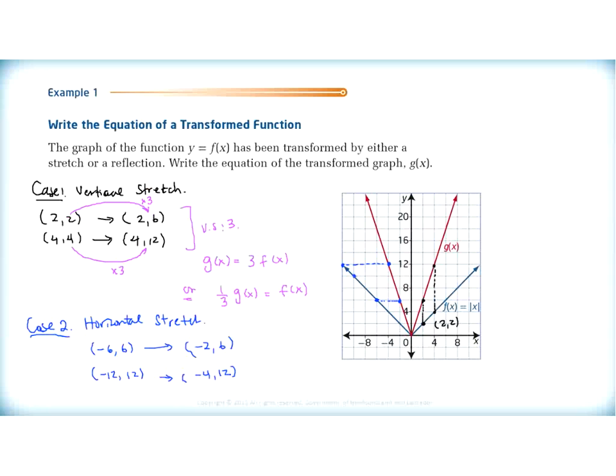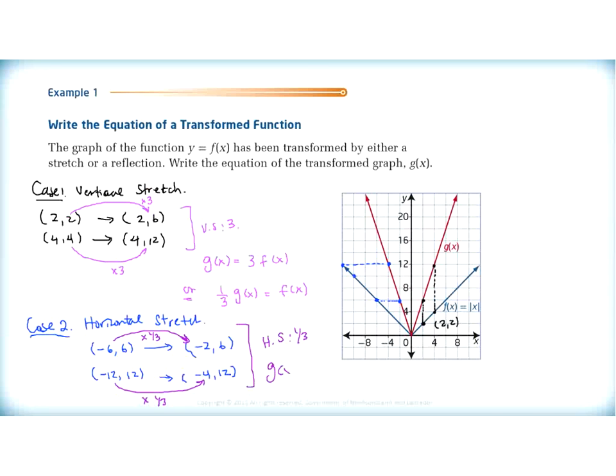If I multiply this by 1/3, I will get the other point, or the other coordinate. -6 times a third is -2. -12 times 1/3 is -4. So we end up with a horizontal stretch of 1/3.